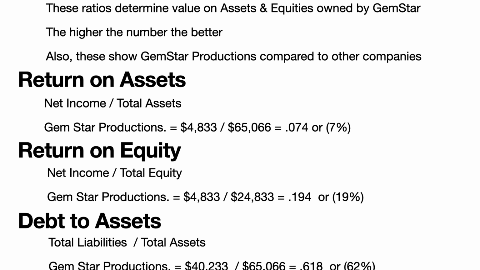Return on equity, the same calculation, net income divided by total equity. GemStar Productions is at 19% overall. For debt to assets, the total liabilities divided by total assets, we looked at the balance sheet, and GemStar Productions is at 62%, which all these ratios point to a healthy and growing company.